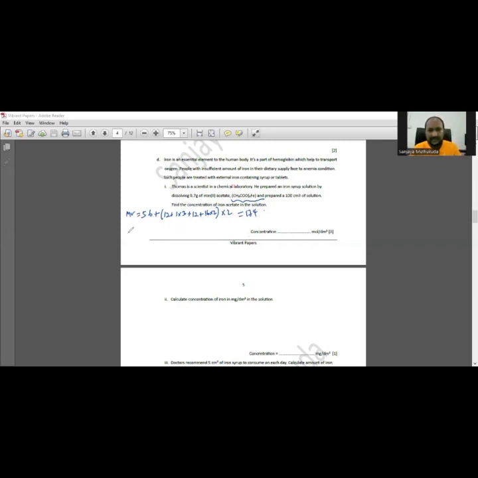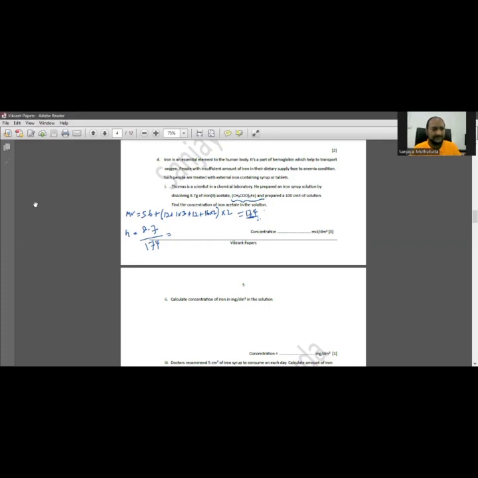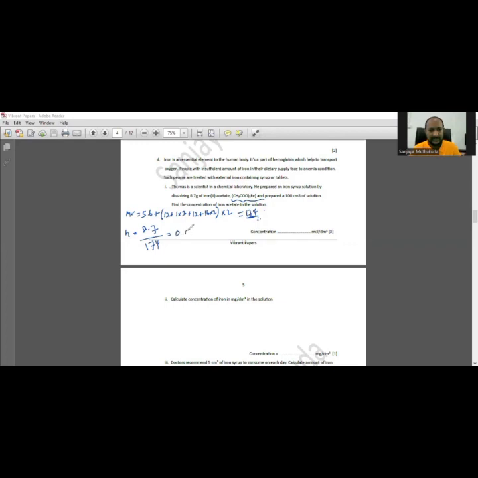Then you can find moles. Then it's mentioned that 8.7 over 174. But even if you haven't shown how to find the Mr as 174, in this case, if you have written here 174, then you will get both marks. 8.7 divided by 174 is 0.05 moles. And then the concentration you can get: concentration equals moles over volume.